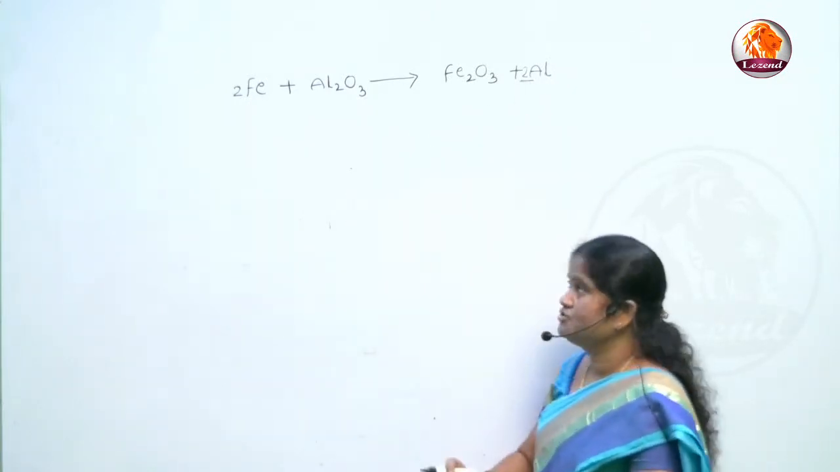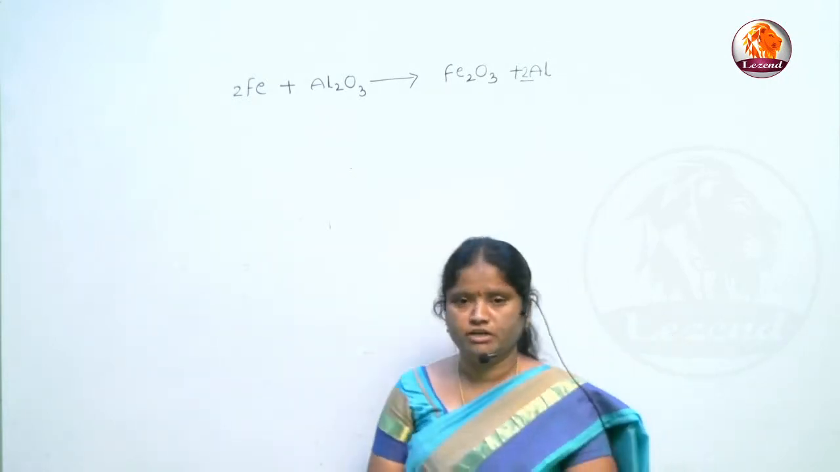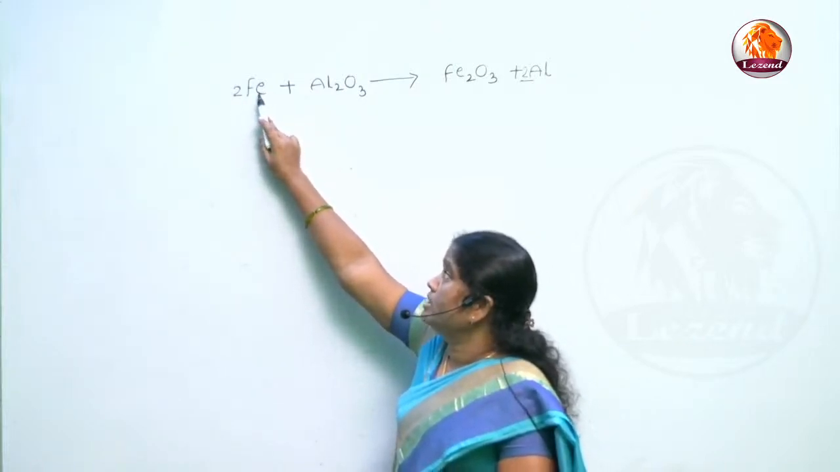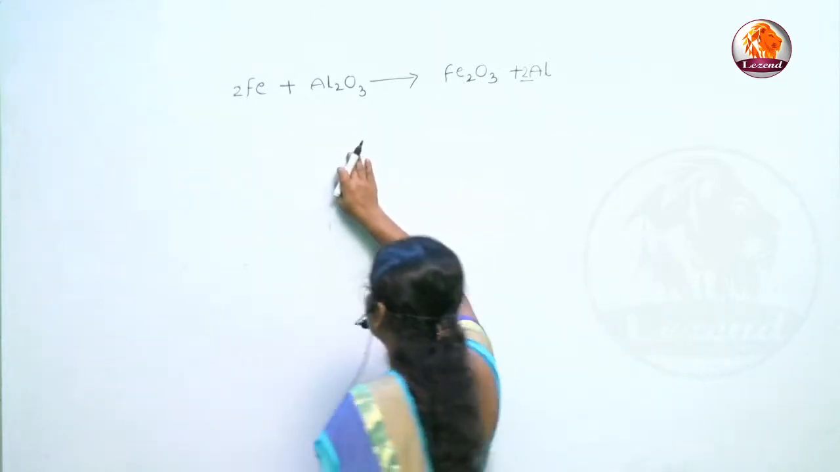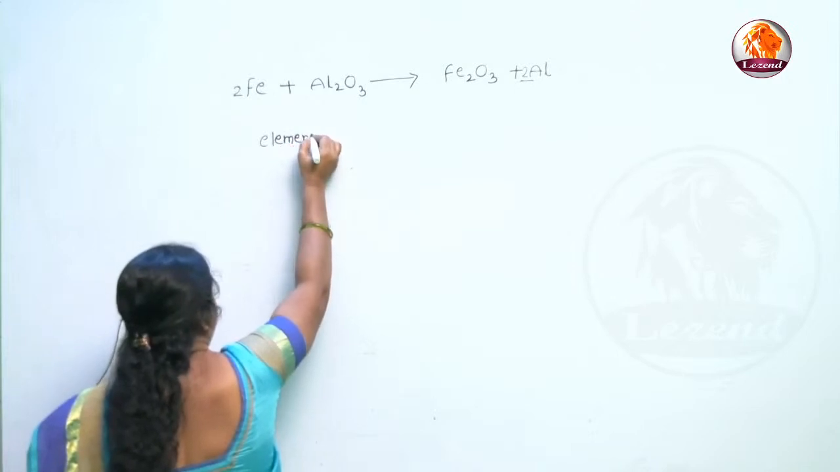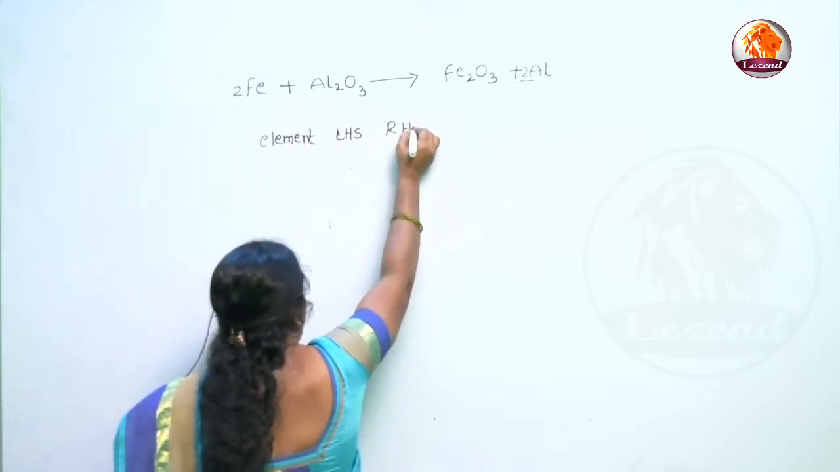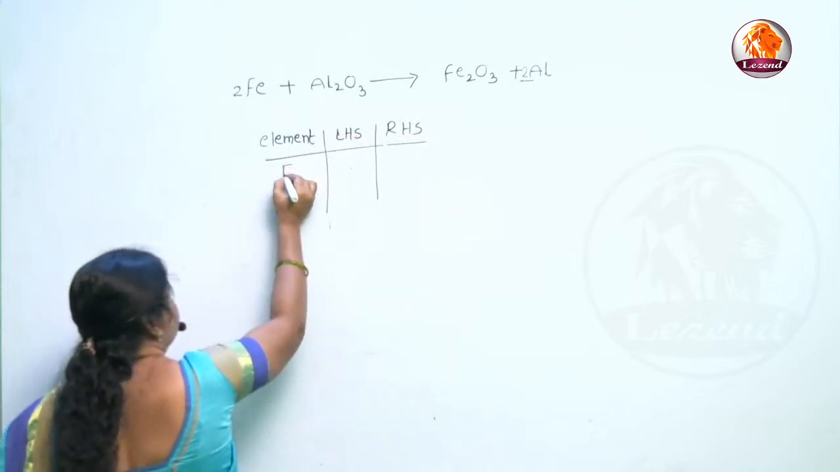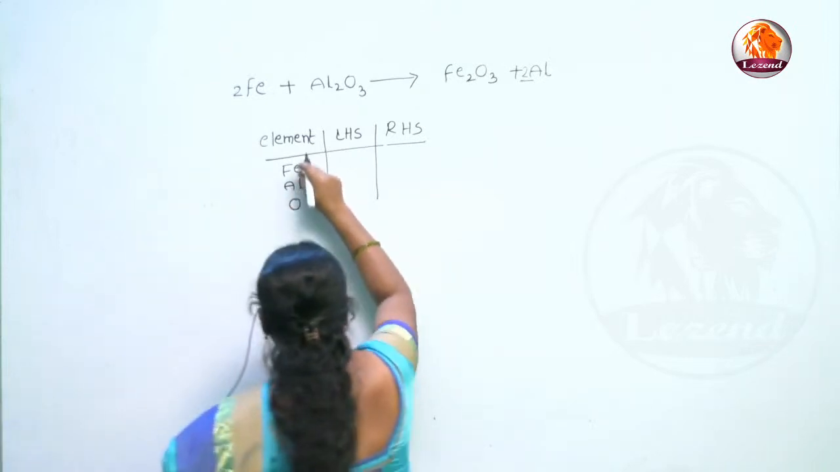So now we have to check the atoms of each element on both sides of the given chemical equation. Iron atoms, how many are there after balancing? 2 iron atoms, and also on the right side 2 iron atoms. Okay, so simply we can write a table and verify at the last step, element and LHS and RHS. What are the elements we have? Iron, aluminum, oxygen. I am writing only the symbols.